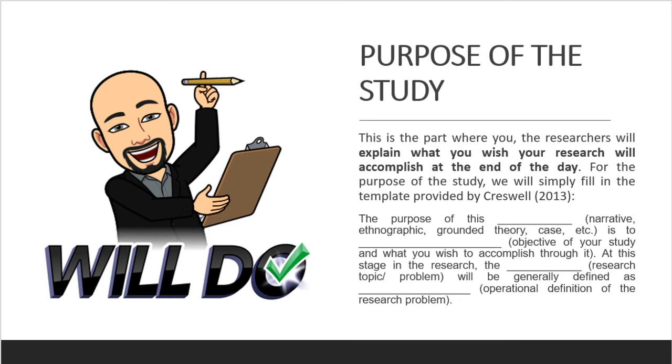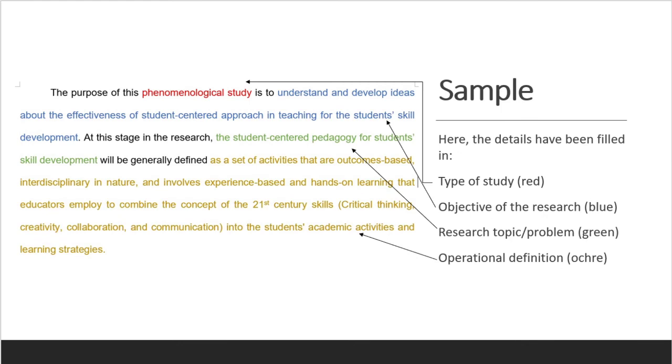So to give you a sample, same research problem, they gave the purpose of the study as such. So in here, the details have already been filled. The ones in black are the generic statements, but the blanks are the ones in color. So the purpose of this, and they use the phenomenological study. So the purpose of this phenomenological study is to blank, what was the objective of the research? To understand and develop ideas about the effectiveness of student-centered approach in teaching the students skill development. Period.